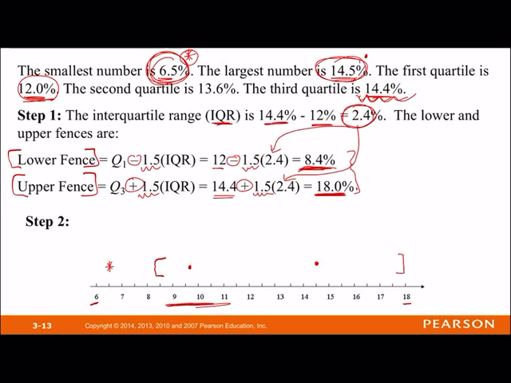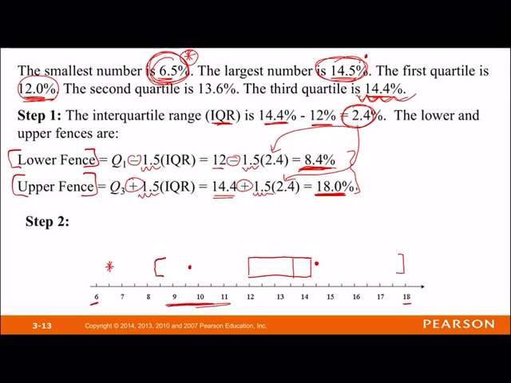So your first quartile was 12. So there's my line over 12. My third quartile is 13.6. And that was my second quartile. And my third quartile is 14.4. Okay, and again, we're going to just enclose those vertical lines with a box, hence the name the box plot.